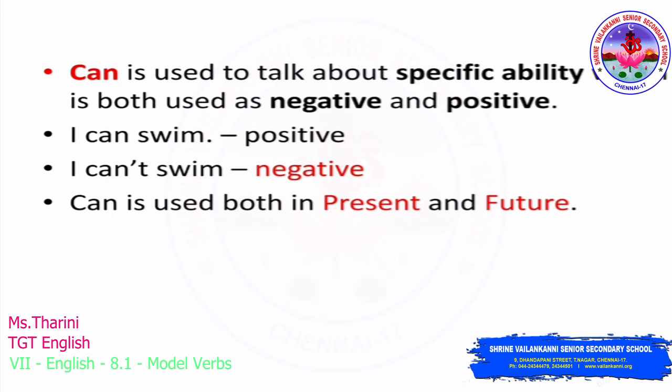Now, as I said before, can is used to talk about specific ability, which is used both as negative and positive. In a positive way, I can swim. I can't swim is a negative. You can change can into these forms, into positive and negative. That's it. But you cannot change it into future or present, some kind of forms like can, cans and all. That's wrong. Can is used both in present and future.